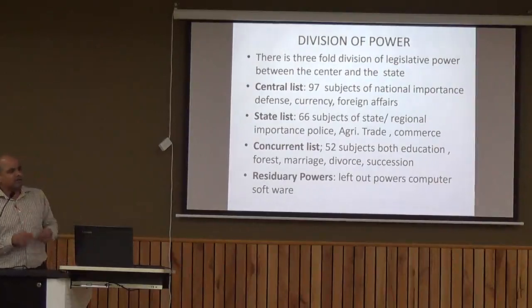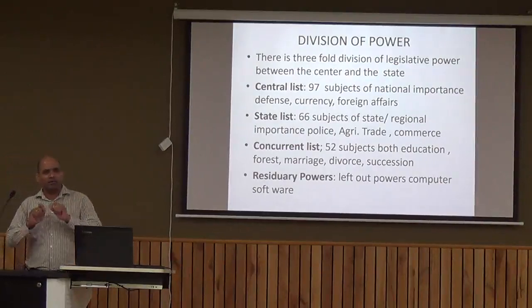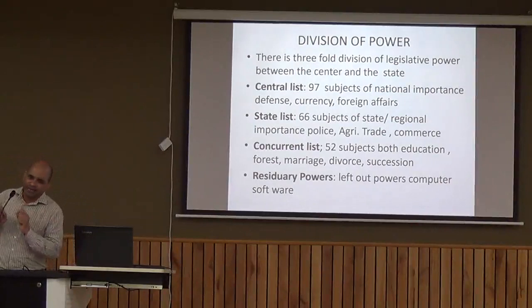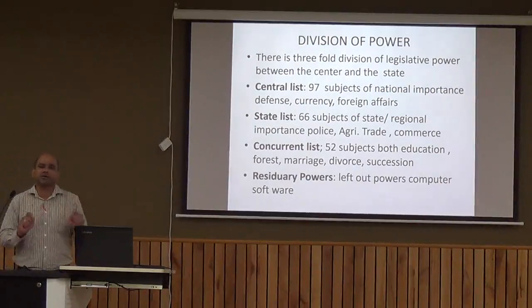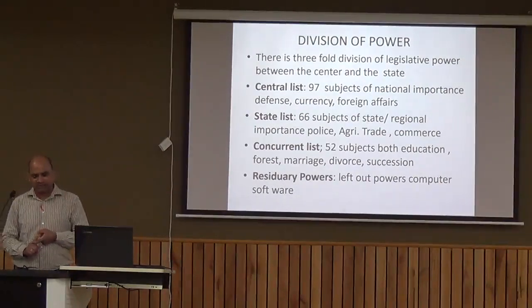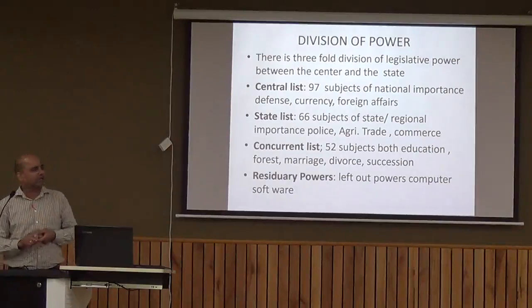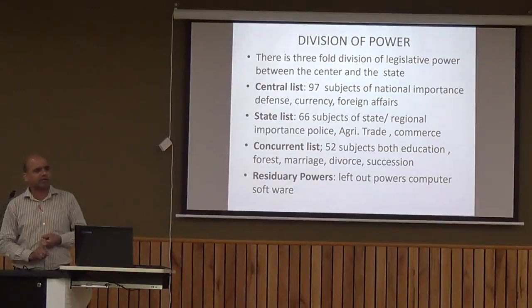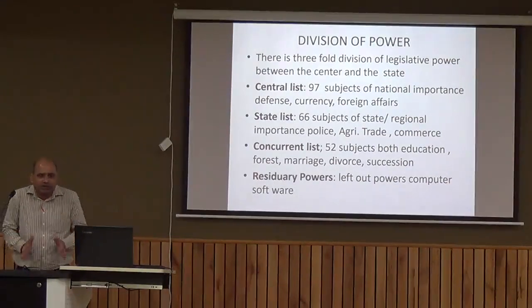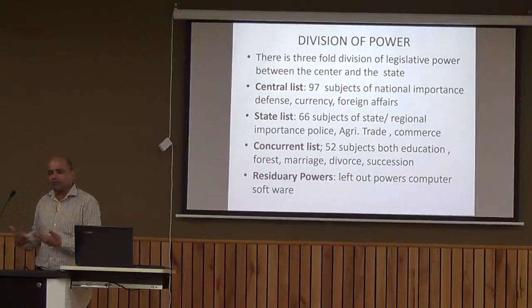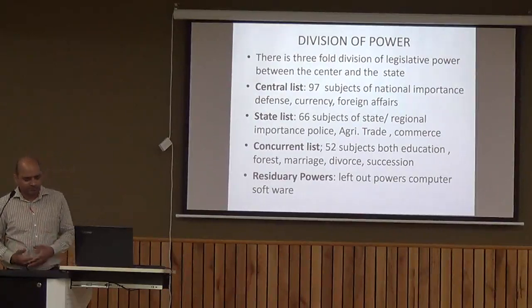Then the state list. This list is prepared only for the state governments. State government will make law from the state list only. And this state list has 66 subjects, like agriculture, trade, commerce, police, etc., which are within the jurisdiction of the state government. It means the state government will make law on these subjects.